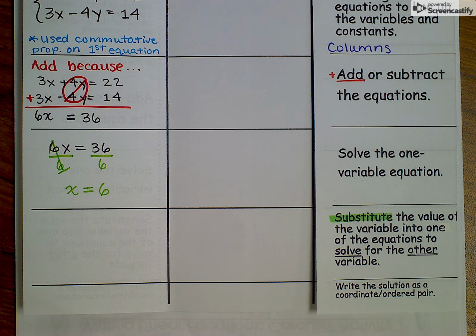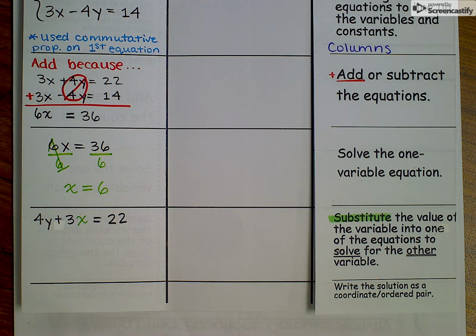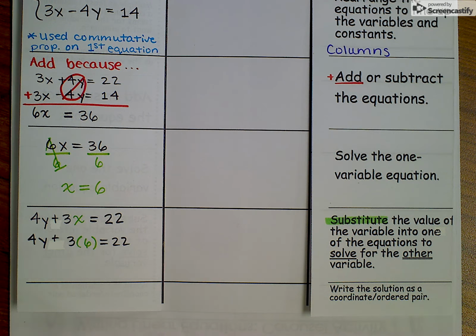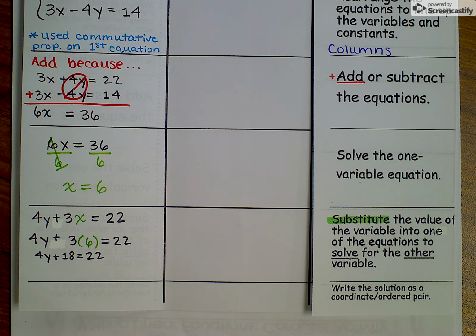So let's try that out by substituting back in 4y plus 3x is equal to 22. As you've noticed, I've highlighted our x variable in green, so let's substitute. So now we have 4y plus 3 times 6 is equal to 22. Of course, let's go ahead and multiply, giving us 4y plus 18 is equal to 22.